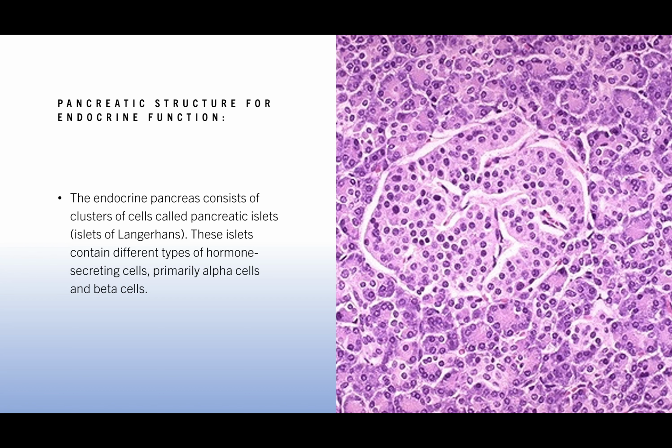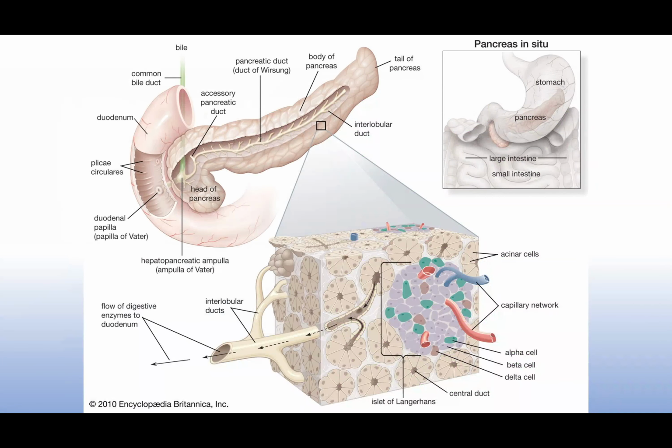So these islets contain different types of hormone secreting cells, primarily the alpha and the beta cells. So let's have a look at the pancreas now, of the interlobular duct. All of this interlobular duct is the way in which the hormones and different things pass through the pancreas into the bloodstream. Okay. All right. So we know where the pancreas is and everything. We're moving towards what is being asked for now.